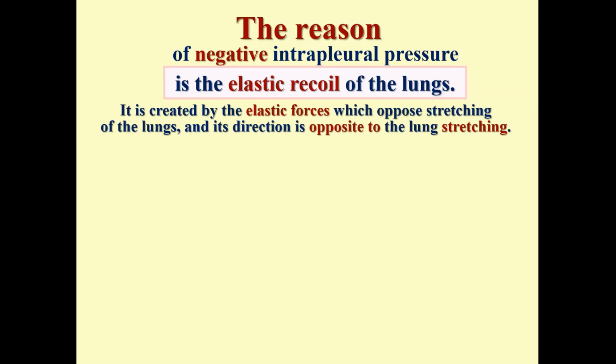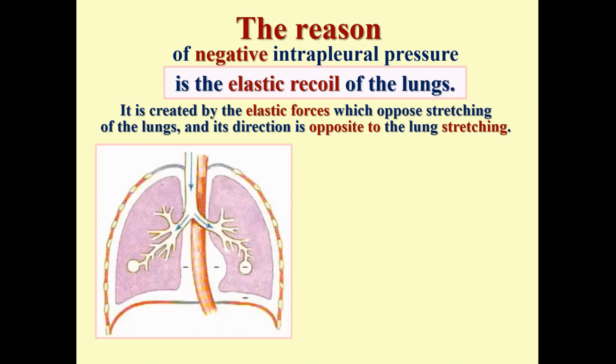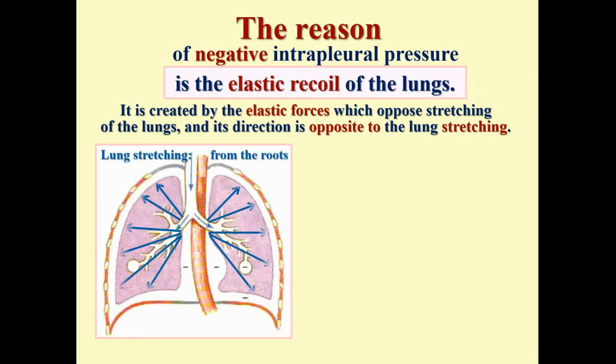These elastic forces oppose stretching and are directed oppositely to the direction of stretching itself. Lungs are fixed, as you remember, in the roots area. So lung stretching goes from the roots in all directions. Actually, lung tissue, if not opposed by the closed intrapleural space, may simply collapse to the roots of the lungs and become a piece of soft tissue.